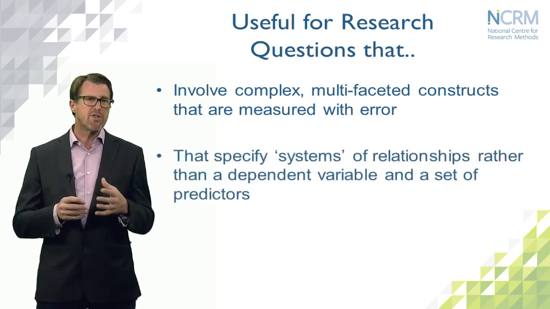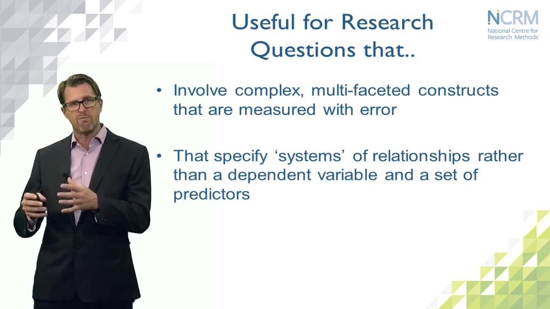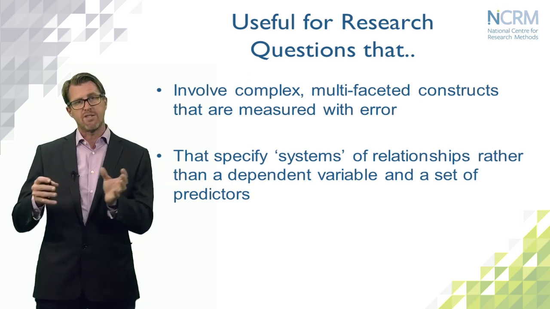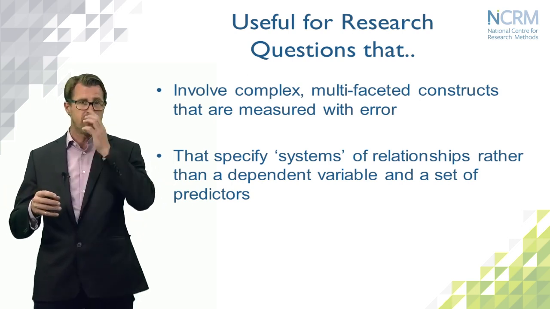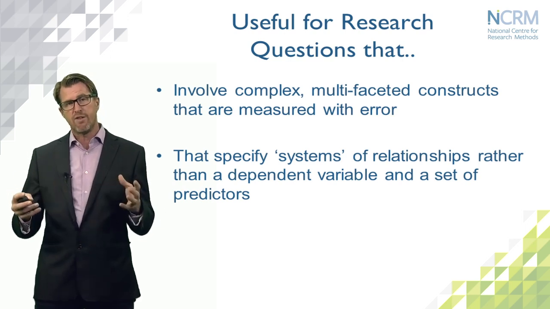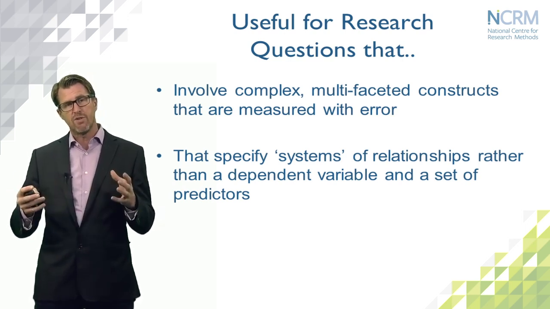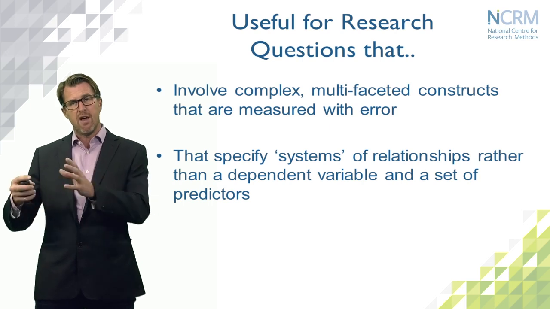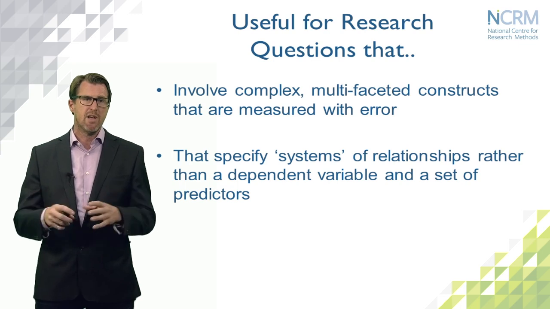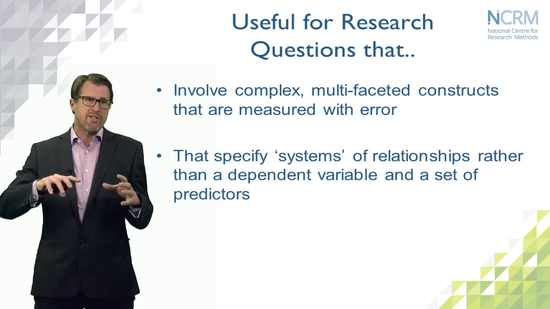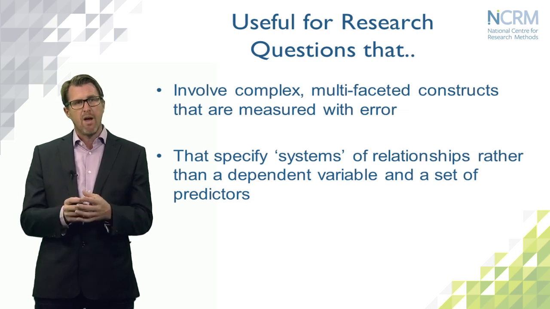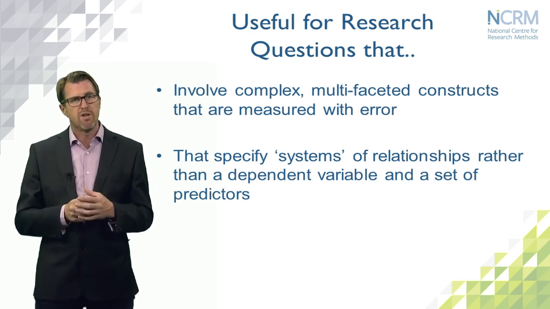Other kinds of research questions that SEM is well suited to are ones which specify systems of relationships, rather than as we may be used to if we're fitting regression models where we have a single dependent variable and a set of predictors or independent variables. Structural equation models may have numerous different outcomes or dependent variables, each of which is affecting other dependent variables in a more complex system. So if a researcher is interested in modeling a causal system, then structural equation models are particularly suitable.